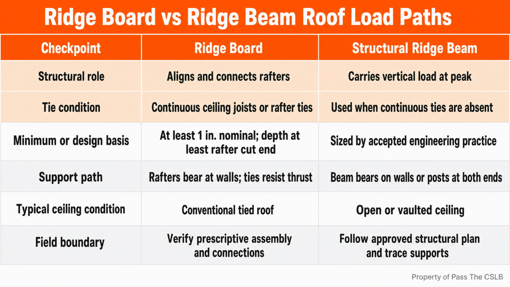Now let's get into it. A roof can look straight at the ridge and still have the wrong load path. The first question I ask is not how thick the member at the peak looks. I ask what closes the roof triangle.